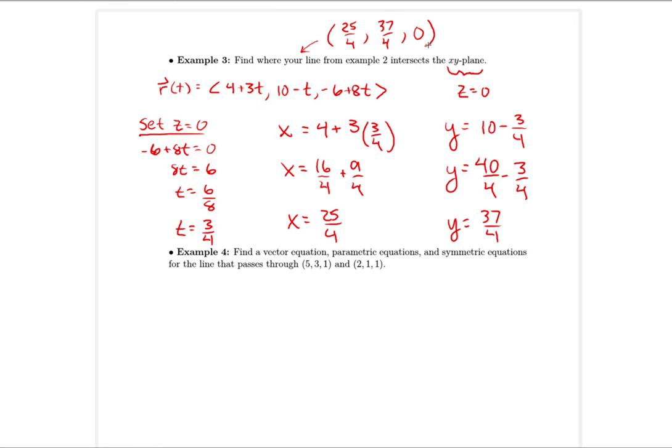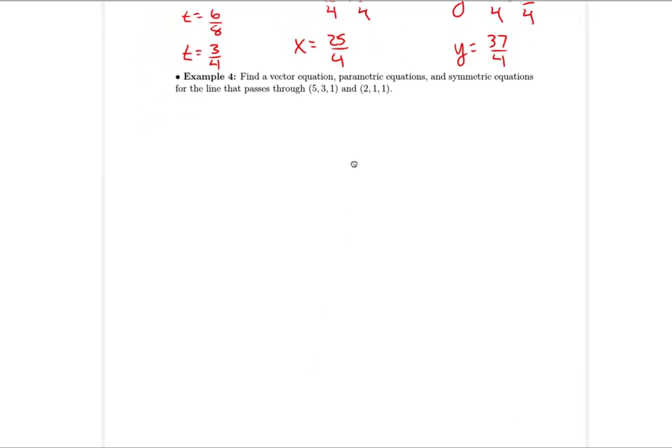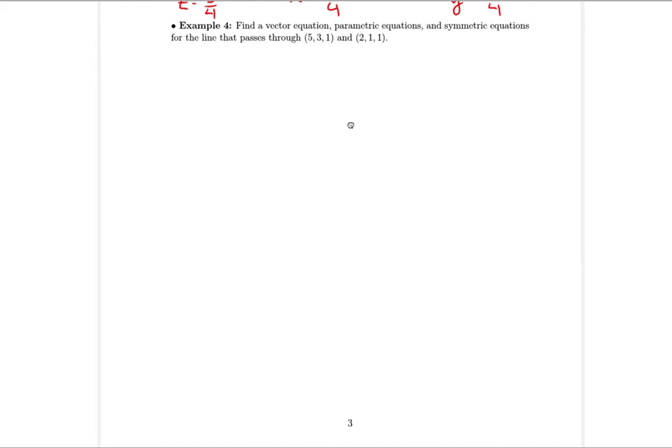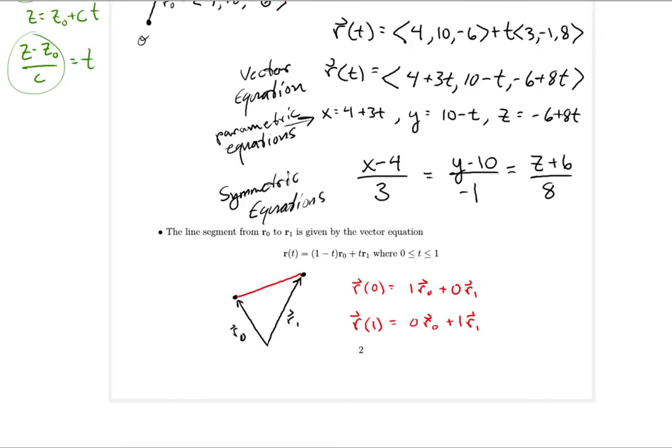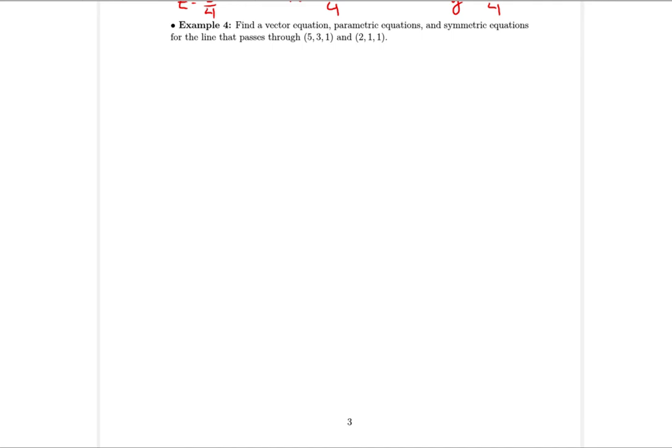All right, so in example 4, it asks us to find a vector equation, parametric equations, and symmetric equations for the line that passes through those 2 points. So here's where what I would suggest is to use what we learned on the previous page. And now as I'm doing this example, I'm not sure why I didn't make this example 3 and follow up the previous page with that, but oh well, I'm not going to change it now.